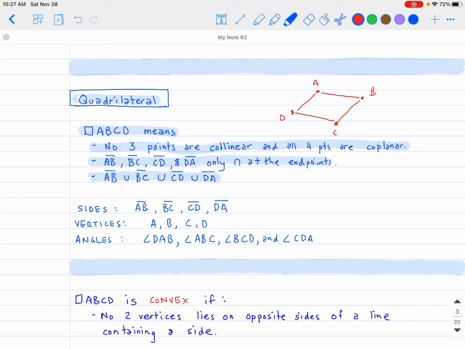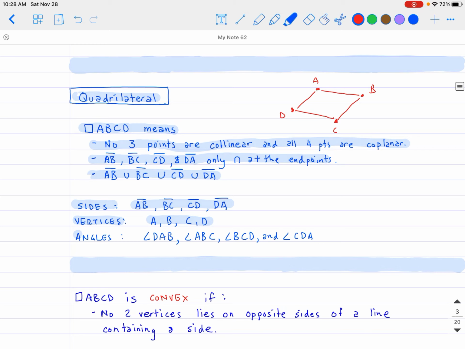Okay, next we'll talk about the sides. Those are defined as each of the segments AB, BC, CD, and DA. The vertices are A, B, C, and D. Those 4 points that make up the quadrilateral are known as vertices. And finally, we have four angles inside the quadrilateral: DAB, ABC, BCD, and CDA. Or if you want, you can just call them angle A, angle B, angle C, or angle D, assuming there's nothing else obstructing what the angles are.